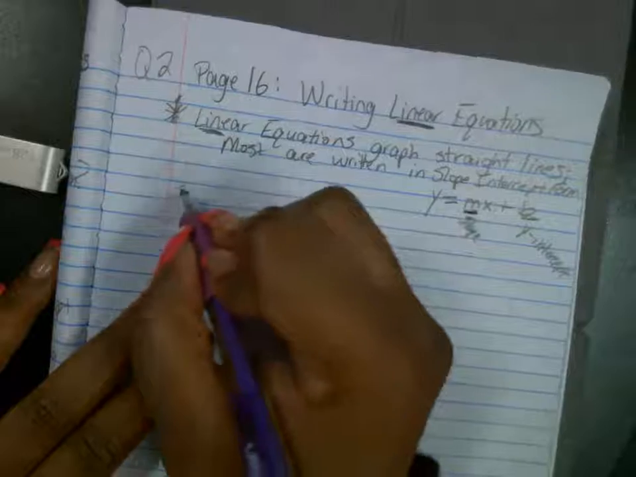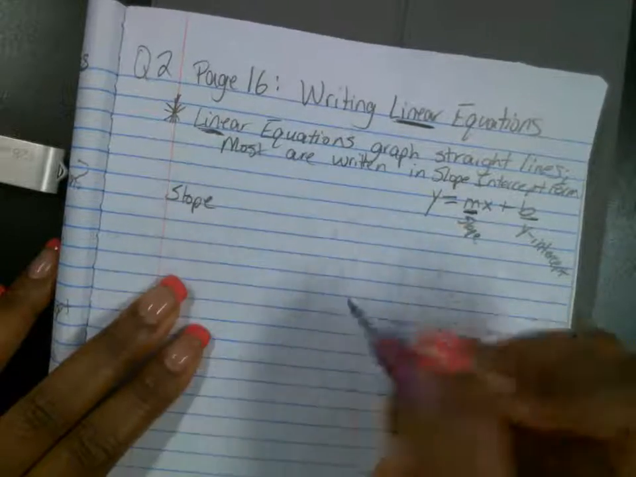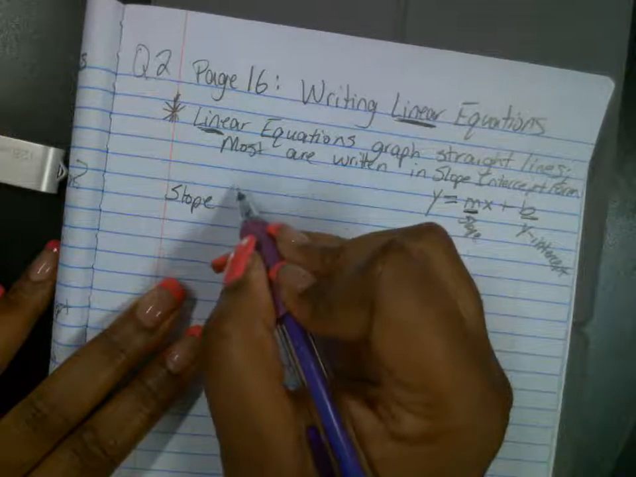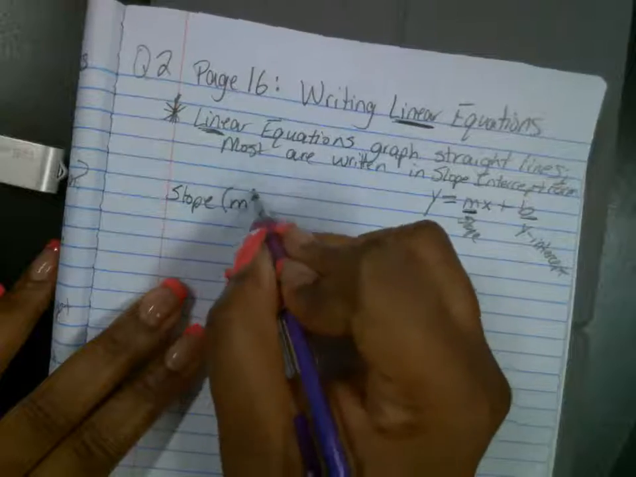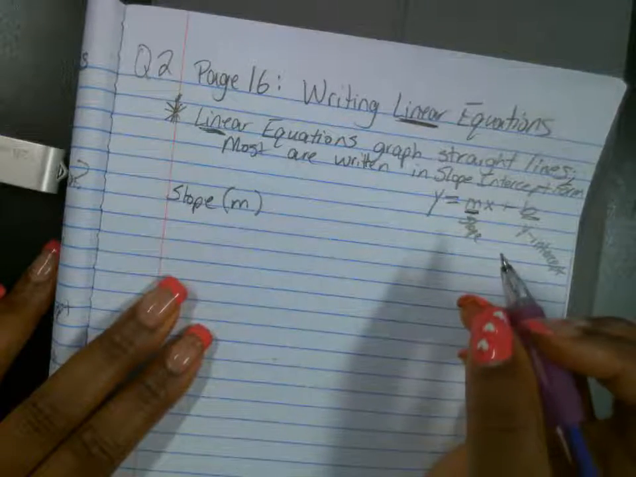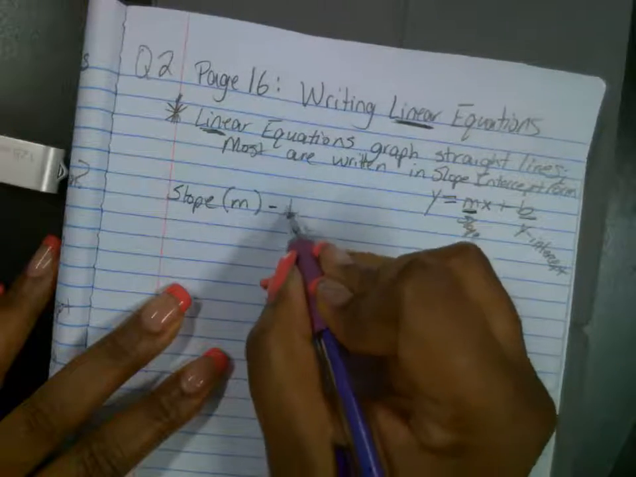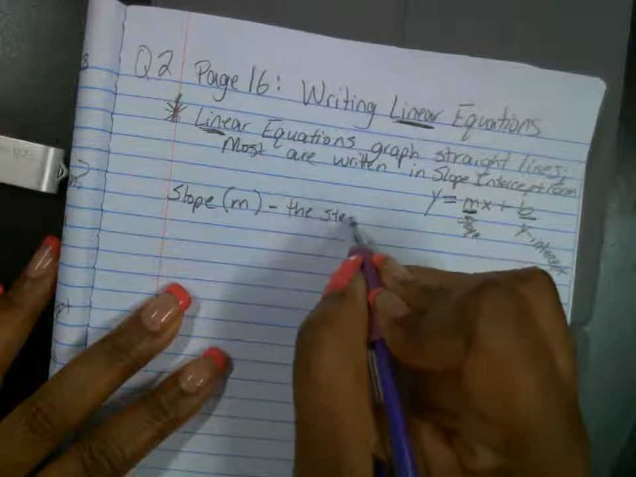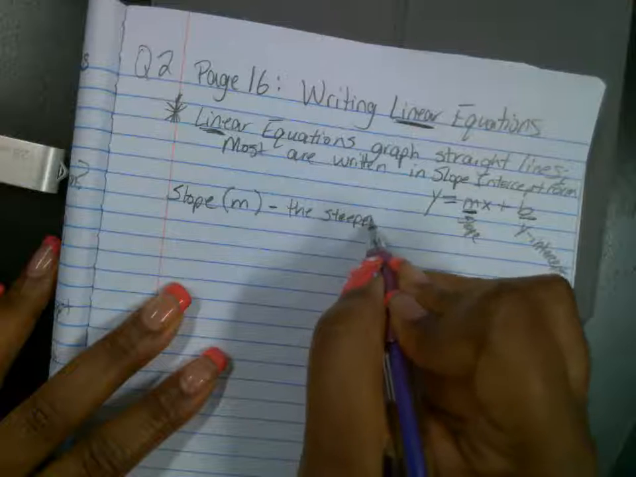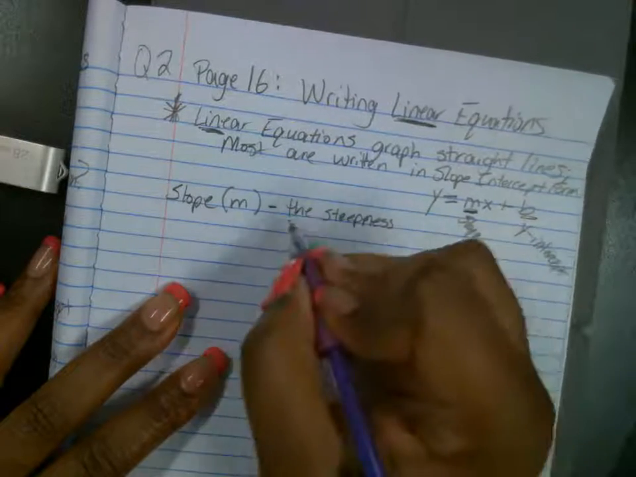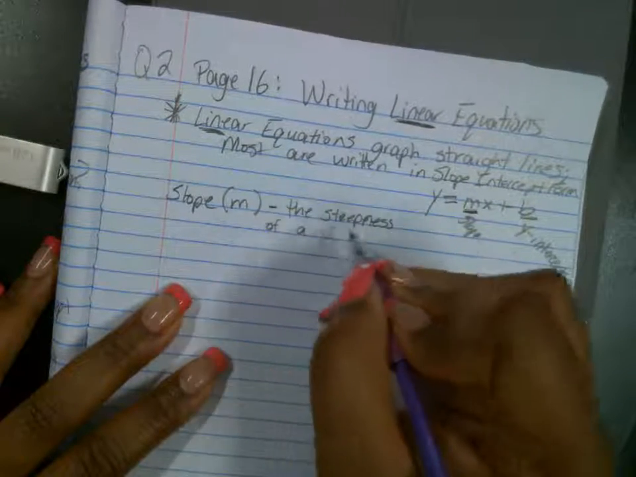All right. So again, the letter for slope is what? M. Come on, y'all now. It's M. And remember, the definition for slope is the steepness of a line. The steepness of a line. Remember that?